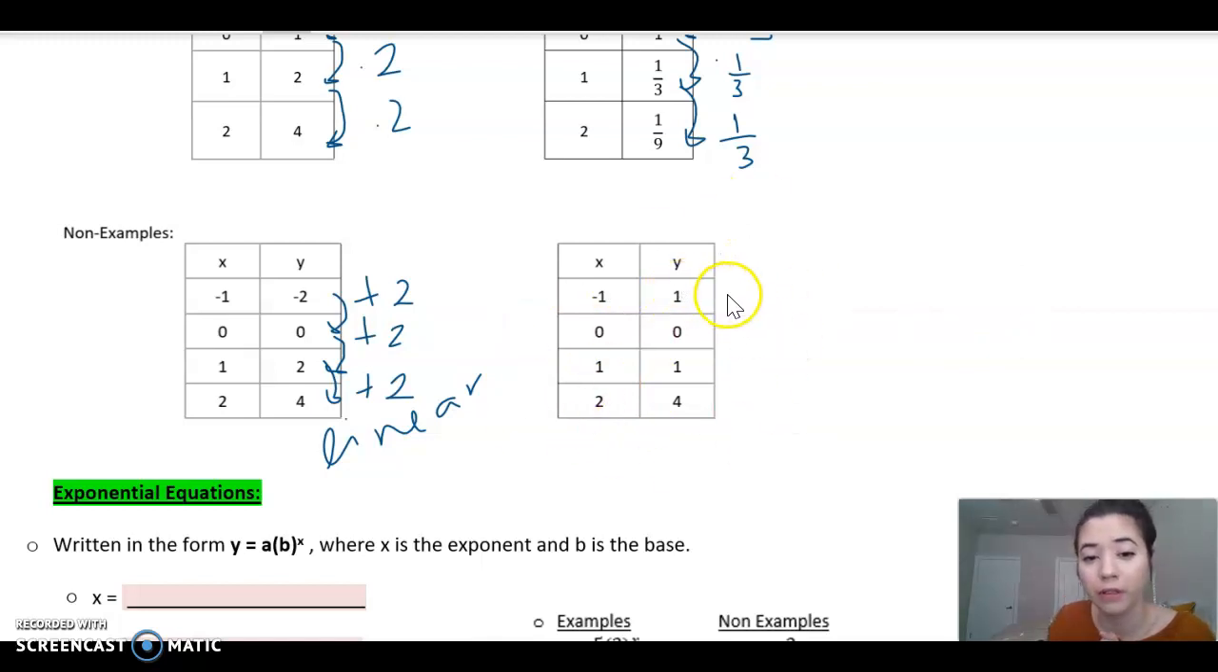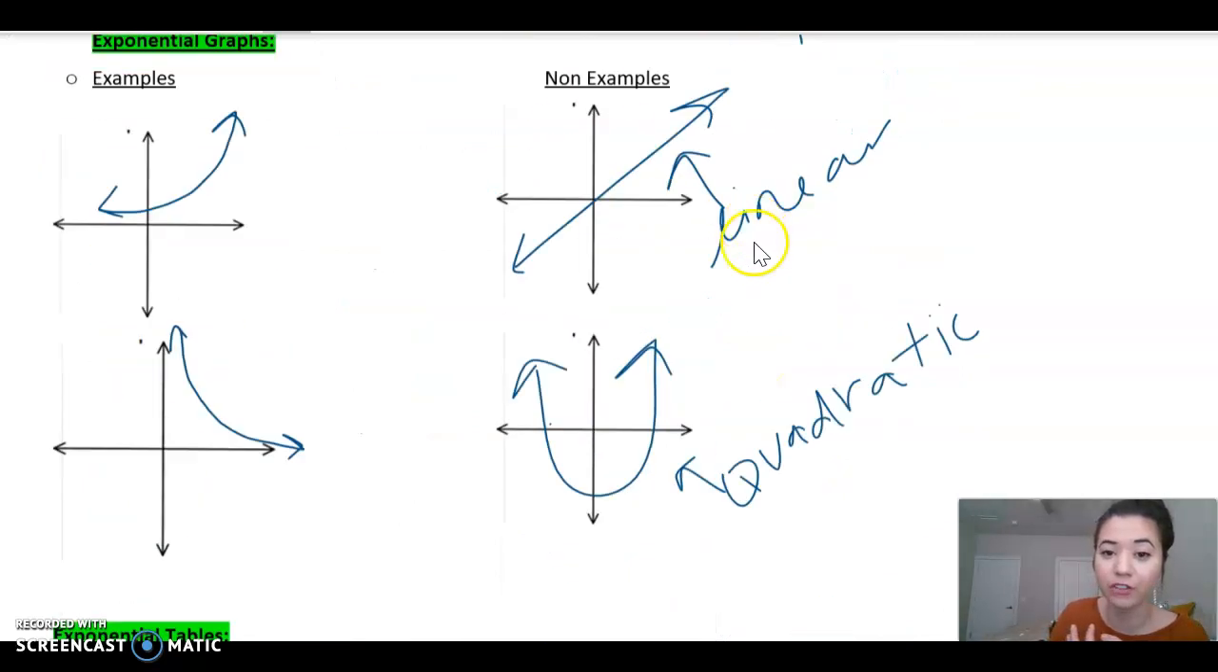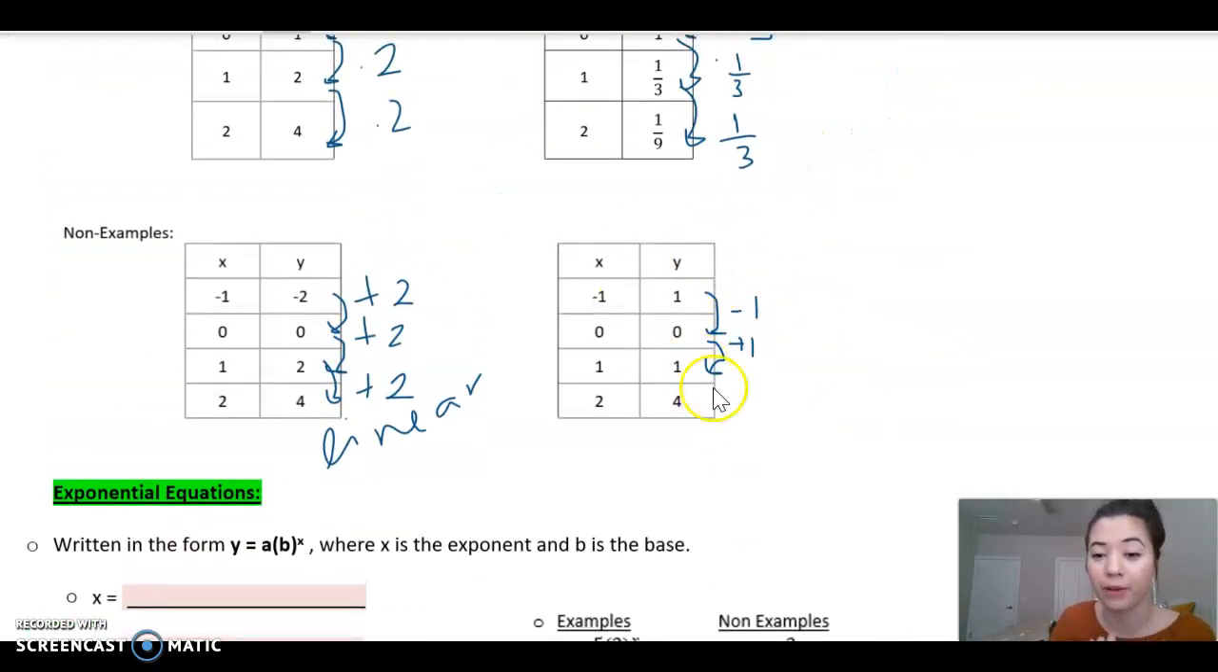For this one, well, to get from 1 to 0, 1 times 0 is 0. But then 0 times 0 would be 0. So that doesn't have a constant multiplier. So now we'll check to see if we have something being added or subtracted. Well, if we go from 1 to 0, that's -1. And then from 0 to 1 is +1. So already we don't have a constant slope. We don't have a constant rate of change. We're not going up by the same amount each time over here. So this one would be neither of those things.